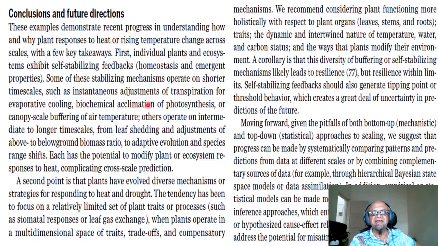Some of these stabilizing mechanisms operate on shorter time scales, such as instantaneous adjustments of transpiration for evaporative cooling, biochemical acclimation of photosynthesis, or canopy scale buffering of air temperature. Others operate on intermediate to longer time scales, from leaf shedding and adjustments of above to below ground biomass ratio to adaptive evolution and species range shifts. Each has the potential to modify plant or ecosystem responses to heat, complicating cross-scale prediction.